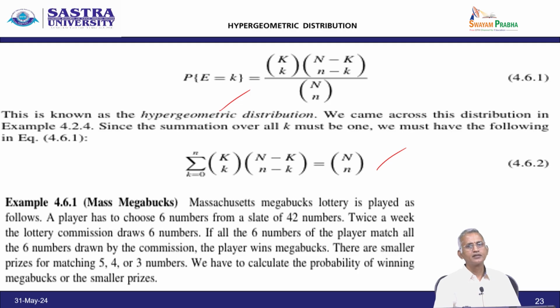Massachusetts Megabucks. The Massachusetts Megabucks lottery is played as follows. A player has to choose 6 numbers from a slate of 42 numbers. Twice a week, a lottery commission draws 6 numbers. If all the 6 numbers of the player match all the 6 numbers drawn by the commission, the player wins Megabucks. There are smaller prizes for matching 5, 4 or 3 numbers. So, we have to calculate the probability of winning the Megabucks or the smaller prizes.